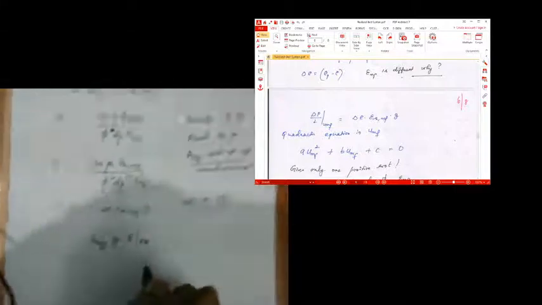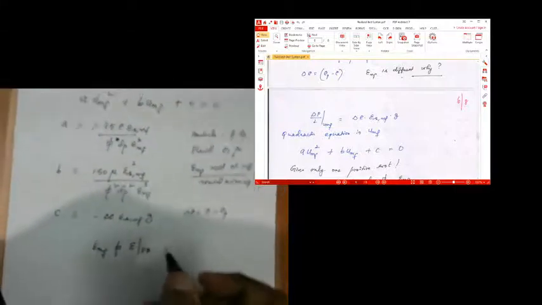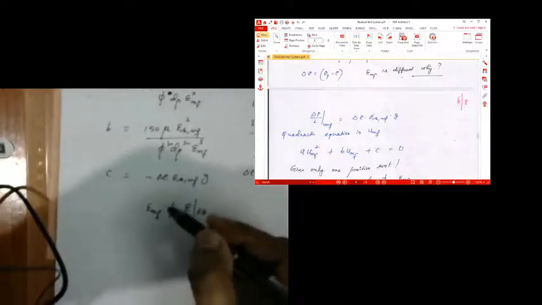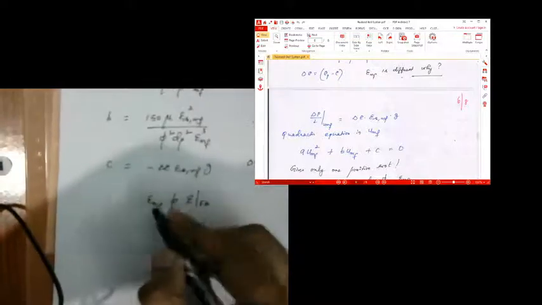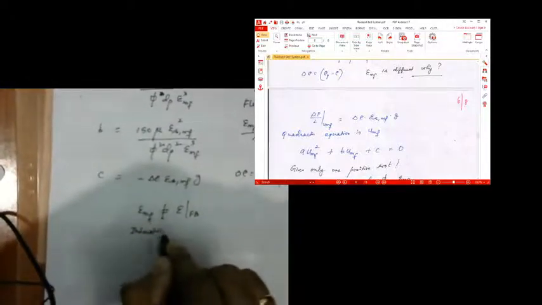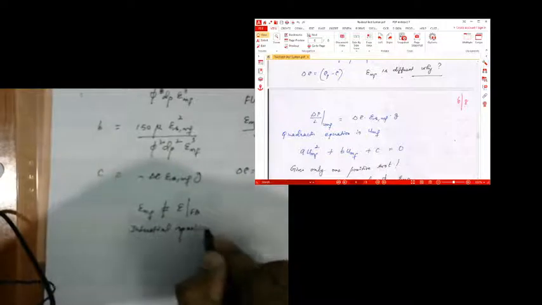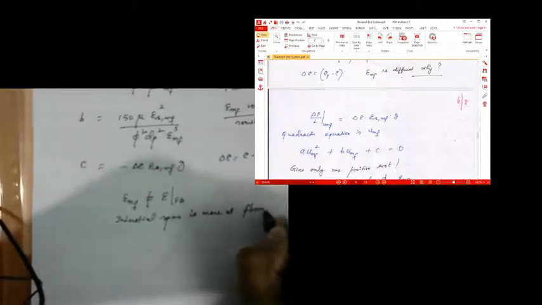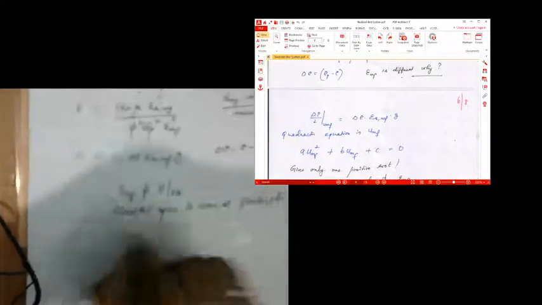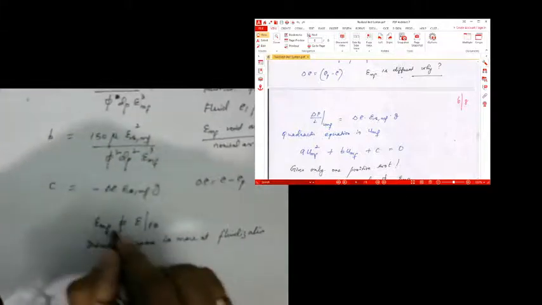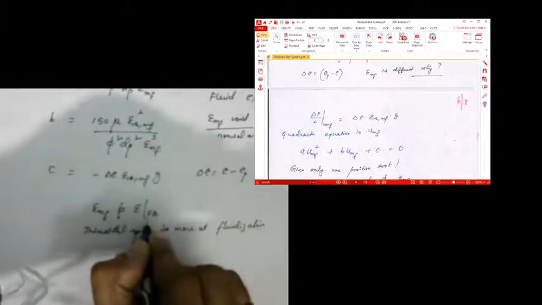Now this is easier to define why this should not be the same, because at the point of fluidization, the particles have already started to disengage from one another. So that means you have interstitial space that is more at fluidization. So that means your voidage is not equivalent to the fixed bed voidage.